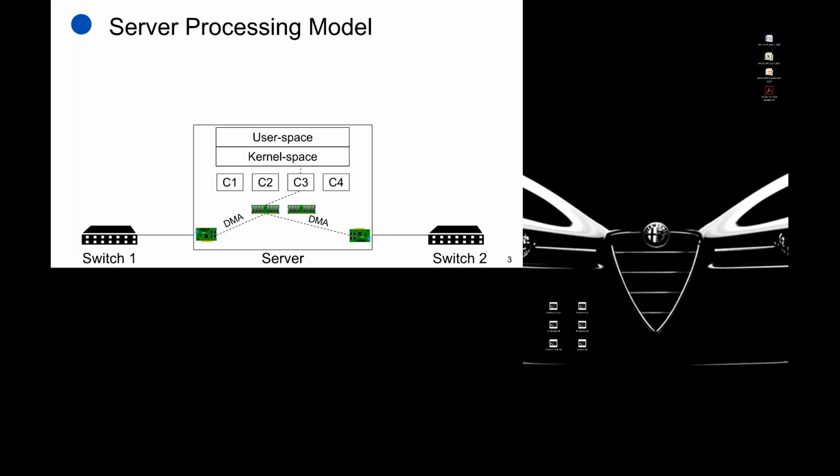So when a packet enters a server, the first thing that happens is that the left-hand side network interface card receives the packet and DMAs this packet to main memory. Next, the DMA operation is followed by an interrupt that is generated to a CPU core that needs to process this packet.